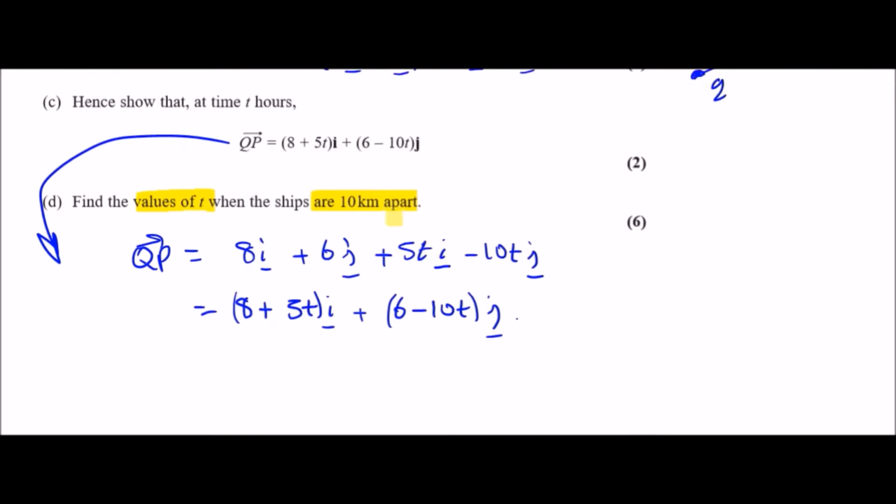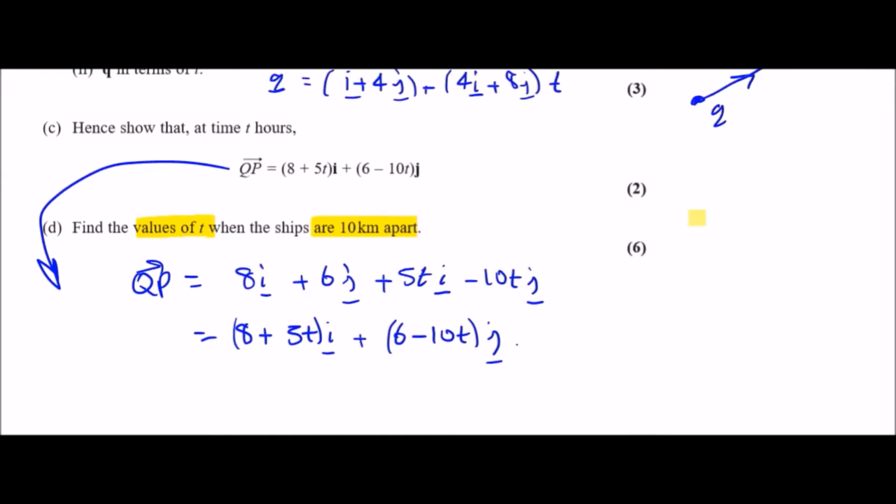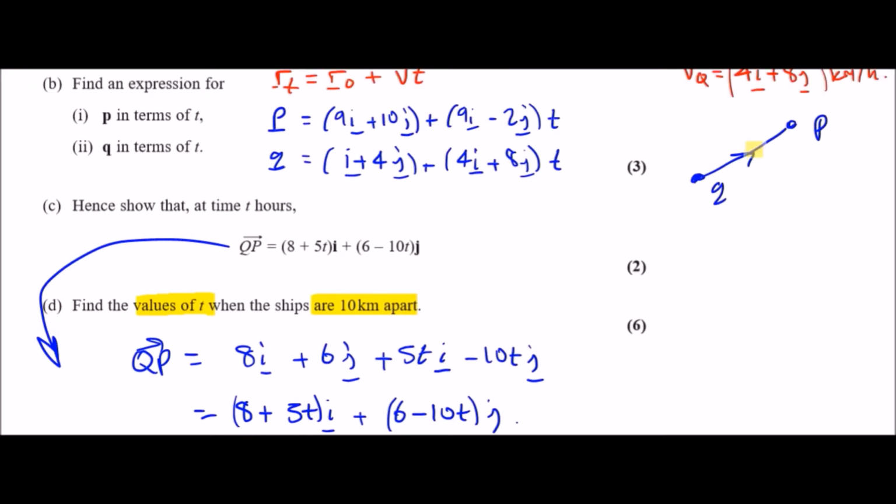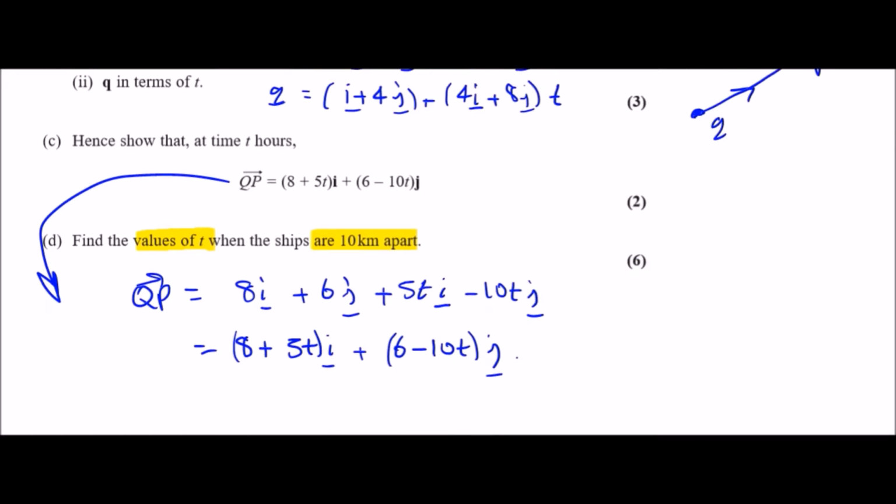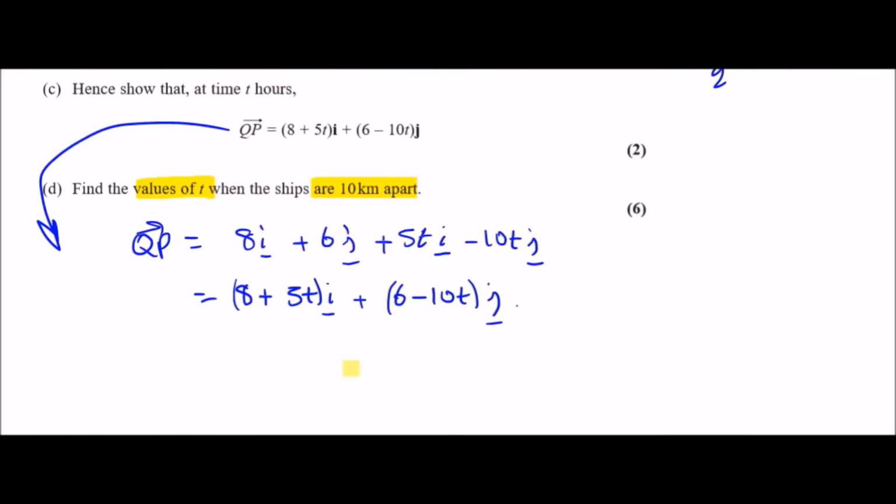Okay, now this is talking about the distance, right? So right now, you can think of this one as a displacement. So this is a vector. But this is also the distance if you took the magnitude of this vector. So what I mean by that, we need to use Pythagoras now. Okay, this is actually quite a standard one.